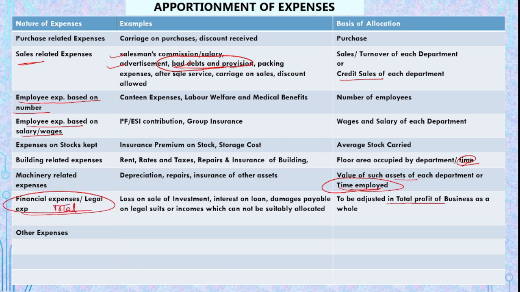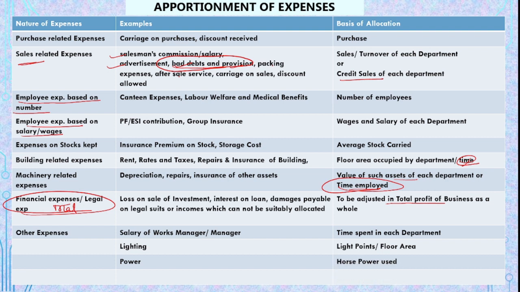Then you have certain expenses which we cannot identify or which cannot be clubbed in the above categories, like salary of works manager or manager. Now the manager is devoting time to the business, so according to the time that he is devoting in each department, his salary will be apportioned. Lighting on the basis of light points or floor area. Power: wherein is the power used? Power is used on machines. So again horsepower being used by the machines, or the time devoted in the different departments by the machines.